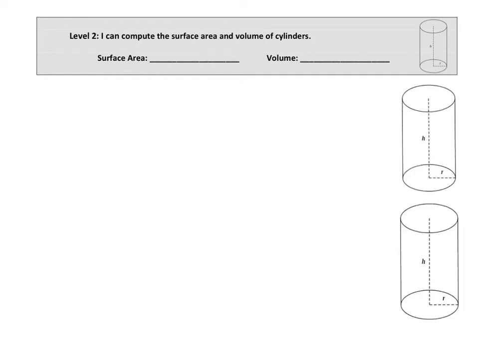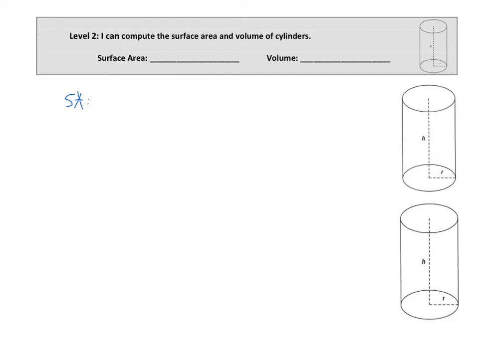In level 2, we will be finding the surface area and volume of cylinders. So again, let's talk about where these formulas come from. For surface area, the surface area is like the material that the cylinder is made out of. So let's think about the shapes that make up a cylinder.